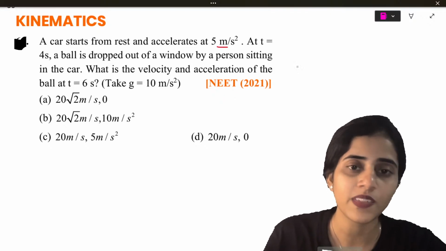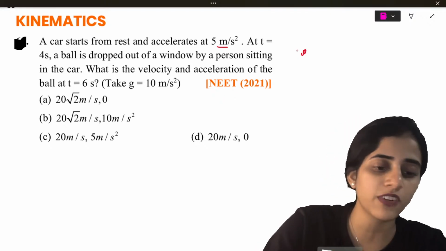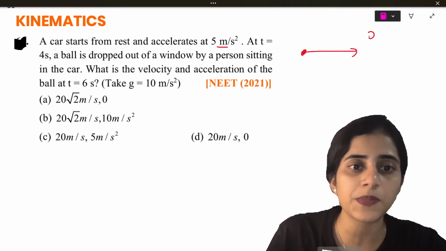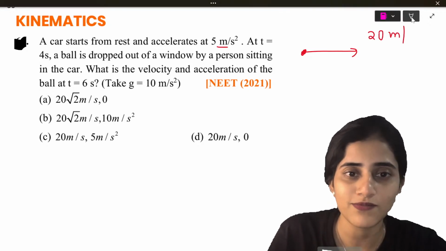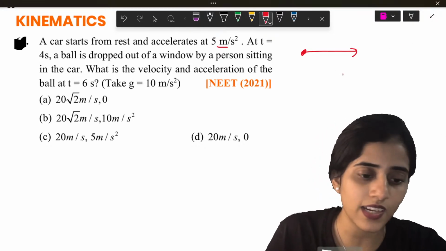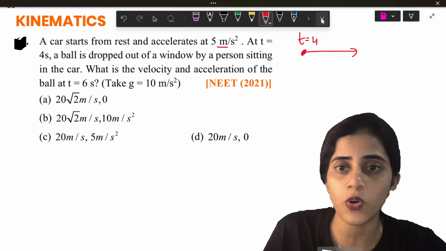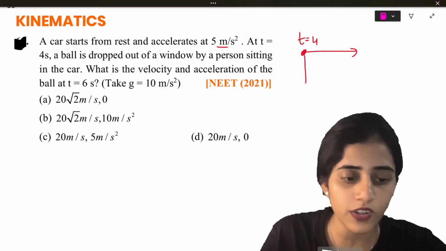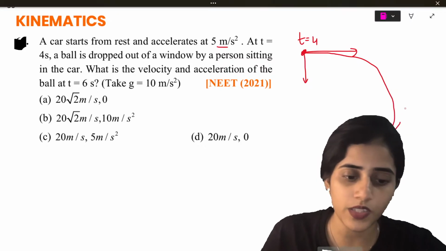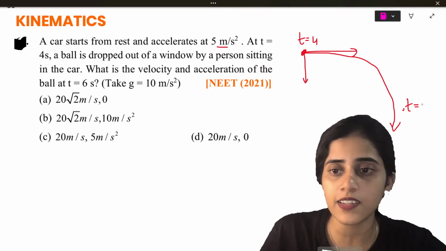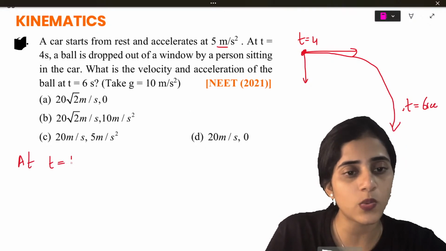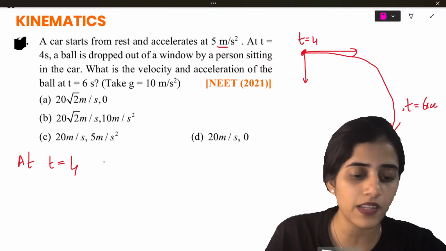Let's do it. So what's happening? There's a ball. He's starting from here. From here he starts at time t equal to 4. There's a downward force, and this is how the ball moves. And when it reaches here, t is 6 seconds. So at t equal to 4 seconds, what happens?